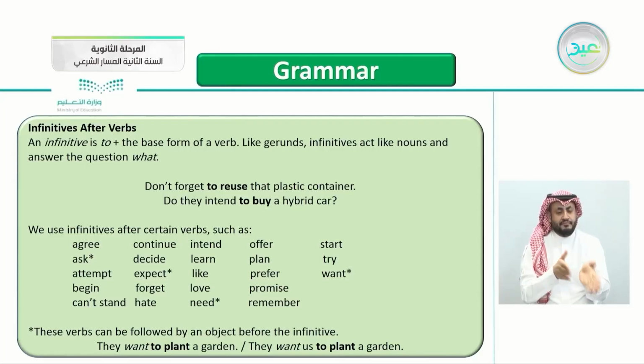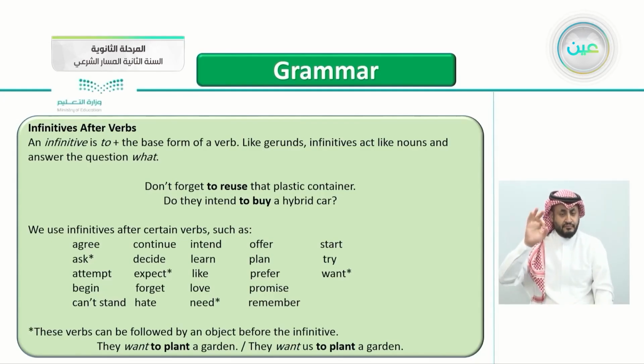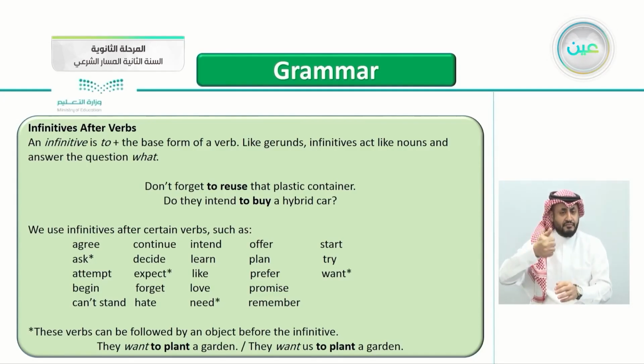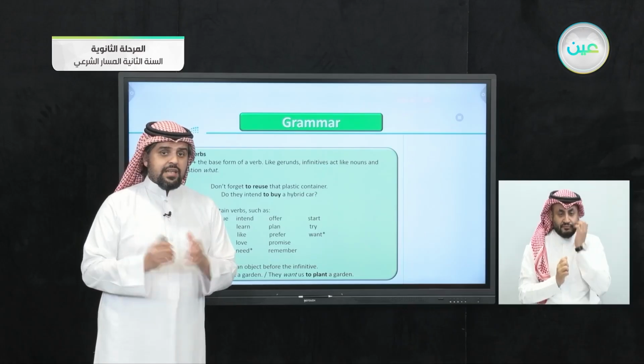Jumping to the infinitives after verbs here. So we finished the gerund that comes after the verbs that we just mentioned. So let's jump to the infinitives after verbs. An infinitive is to plus the base form of a verb. If you remember the infinitive that we took in previous lessons, the infinitive is to plus the main verb, the base form of the verb. Like gerunds, infinitives act like nouns and answer the question what. So infinitives after verbs, they are just like gerunds.